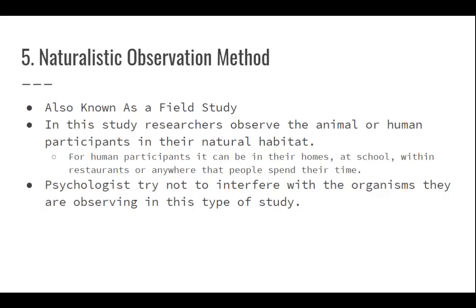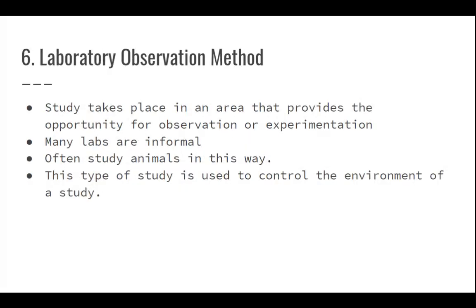And then we have the naturalistic observational method. This is also known as a field study. In this study, researchers observe the animal or human participant in their natural habitat. For human participants, that can be in their homes, at school, within a restaurant, or anywhere that people spend their time. Psychologists try not to interfere with the organism, so with the animal or the human participant they're observing in this type of study.